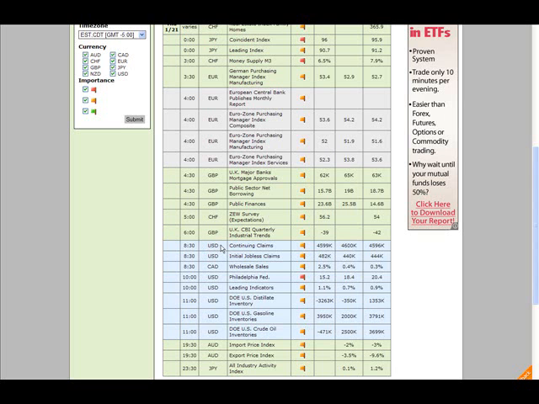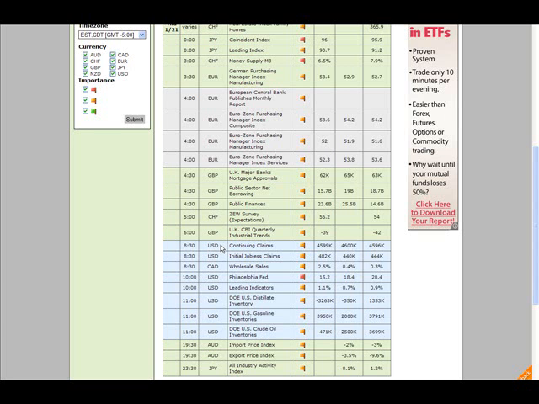That's usually a prime time news spot for the US, and today was no exception. So at 8:30 we had jobless claims and continuing claims, and then finally at 10 we had the Philadelphia Fed index as well as leading indicators. So those were the big things that were going on today.